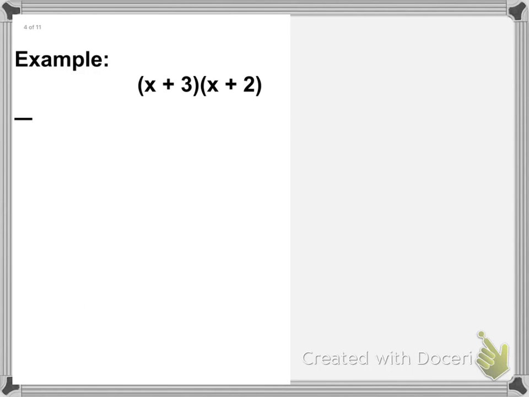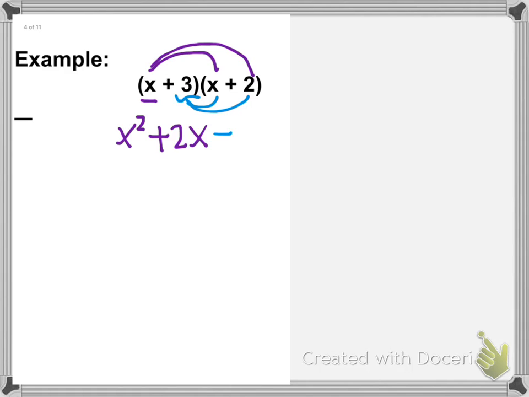So we have really basic x plus 3 times x plus 2. The first term in my first parenthesis is x. That has to be distributed to each term in the second set of parentheses. So x times x is x squared. And x times 2 is 2x. Once you've done that, then you need to distribute the second term. In this case is a positive 3, has to be distributed to every term inside. So 3 times x is 3x, and 3 times 2 is 6.